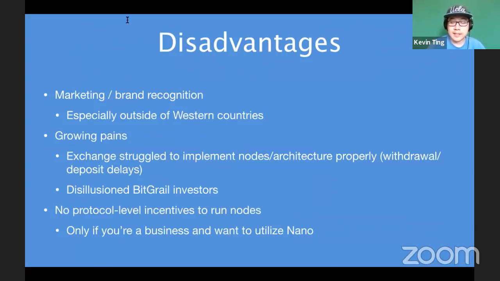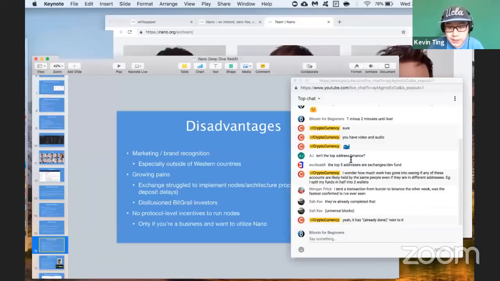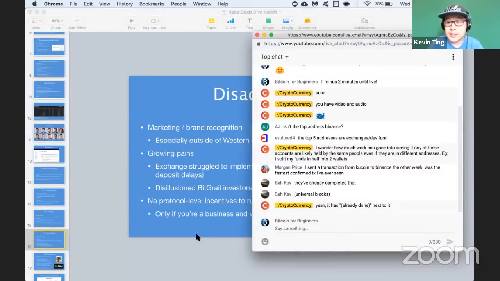Ultimately, the incentive that the team described is that if you're a business and you want to utilize Nano for all its great features, then the incentive is to support the ecosystem by running a node. If you want to be a part of the Nano ecosystem, see it grow and utilize the technology. But I'd be curious to hear what you guys think about advantages and disadvantages as well.